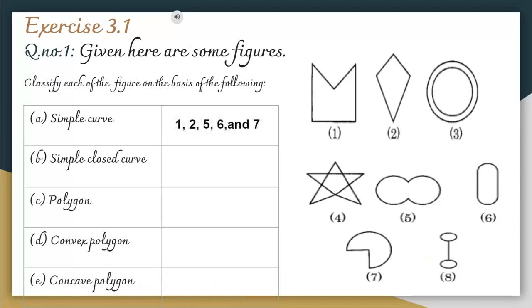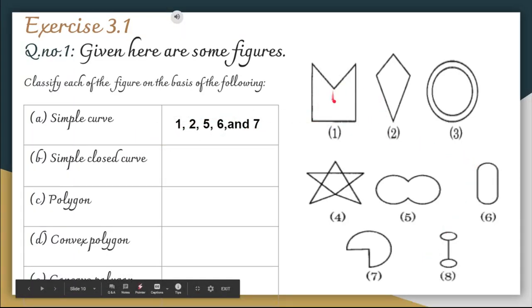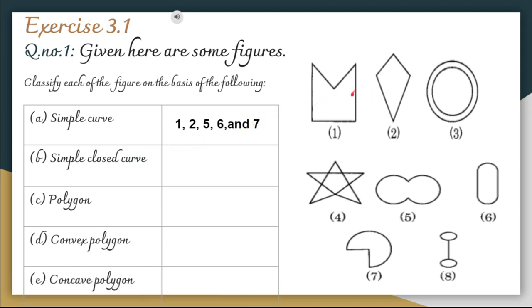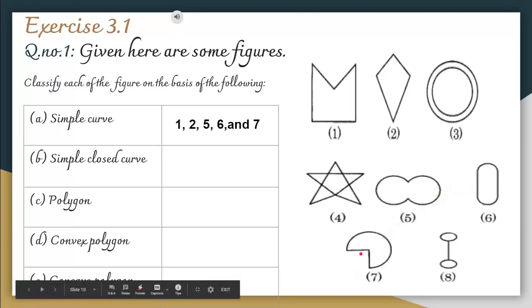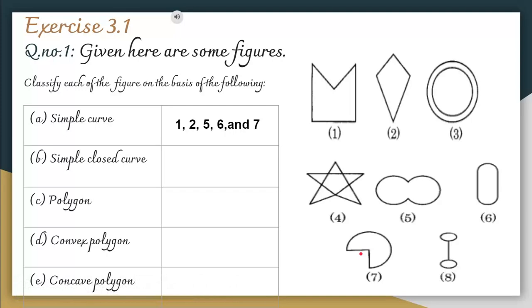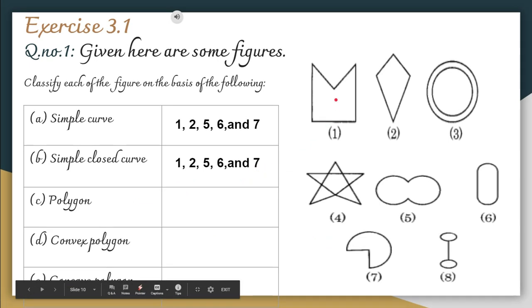Right? Now see the second one, simple closed curve. What is a simple closed curve? It's a simple curve and it should be closed, meaning it encloses an area. So first one, yes. Second, yes. Third, no. Fourth also no. Five, yes. Sixth, yes. And seven also. Same way, these are all simple curves and also simple closed curves. Same ones. Okay. Now see the polygon. What is a polygon?